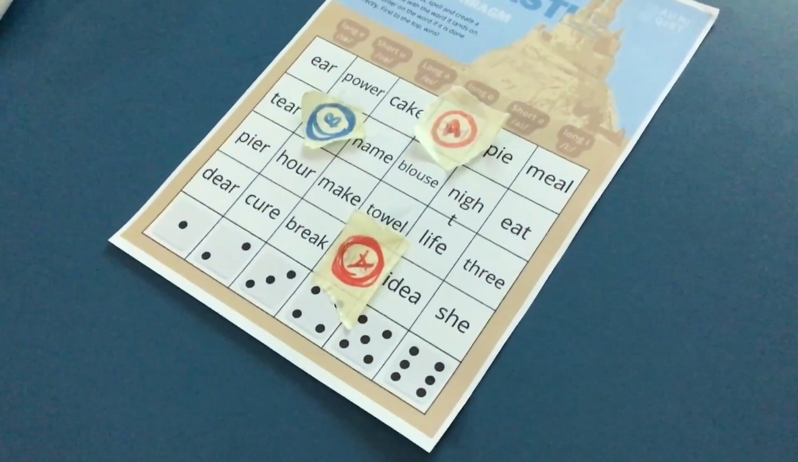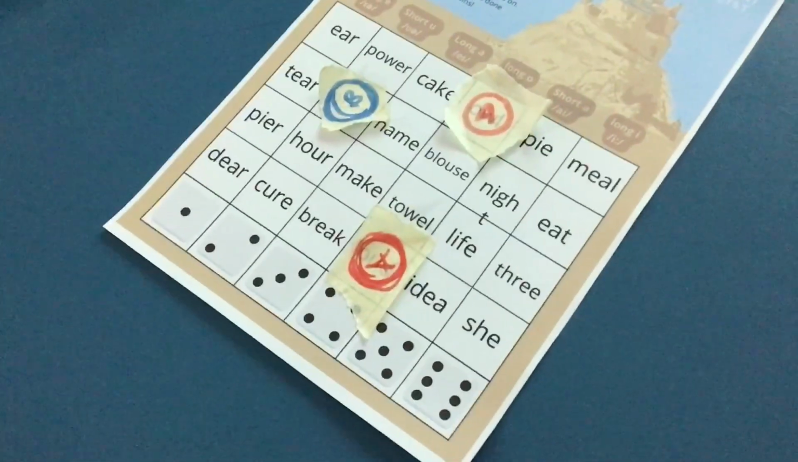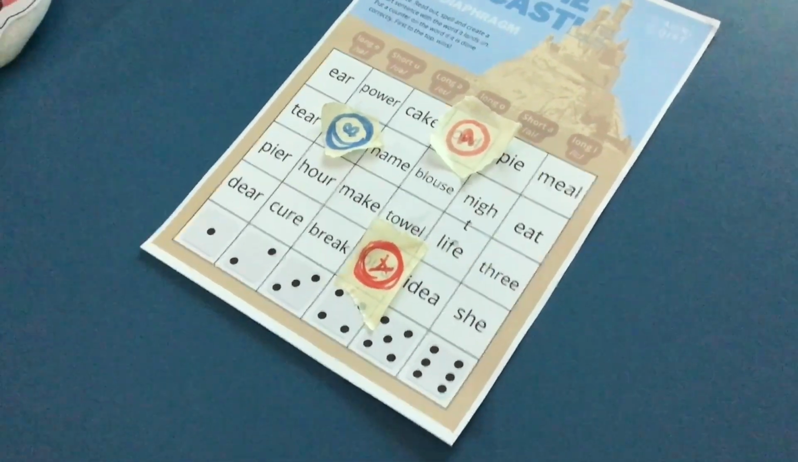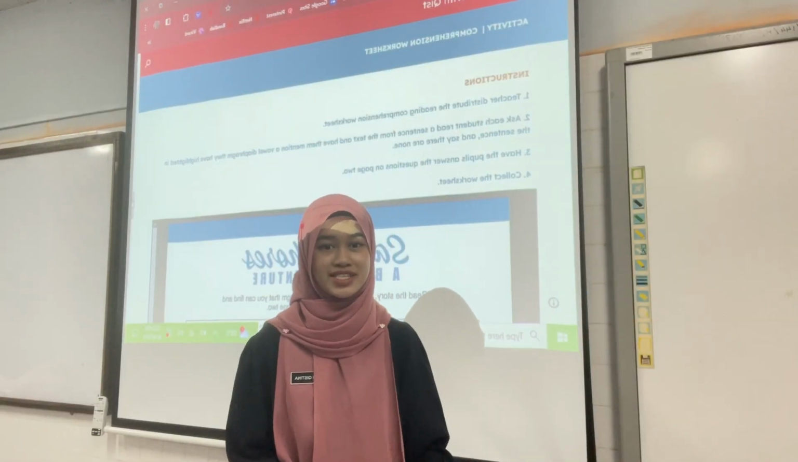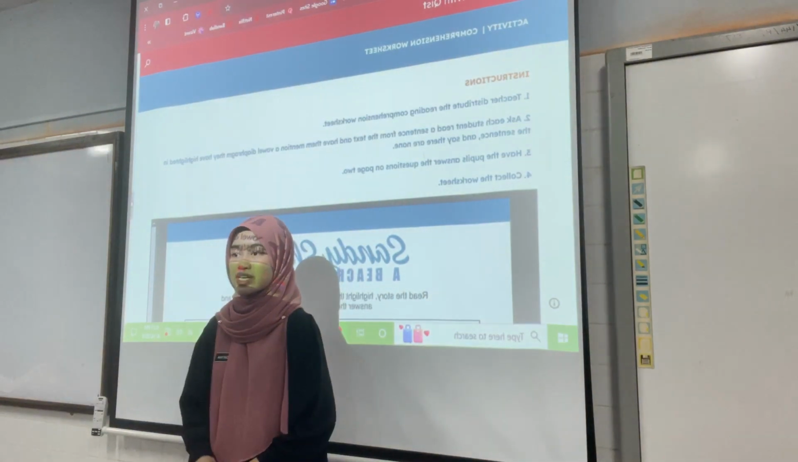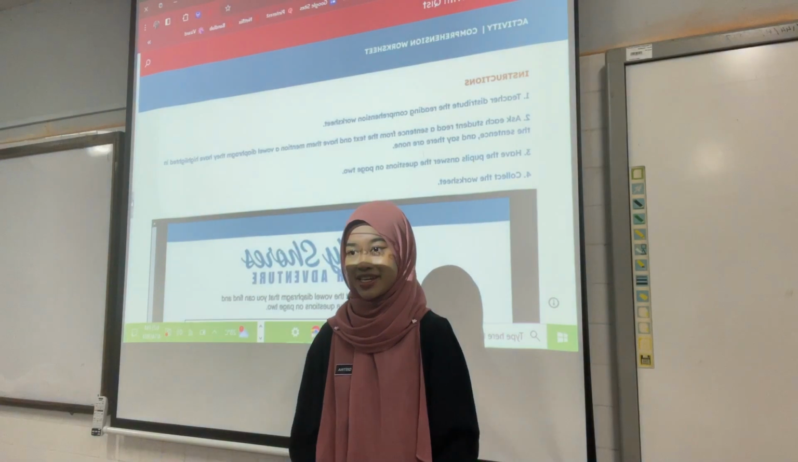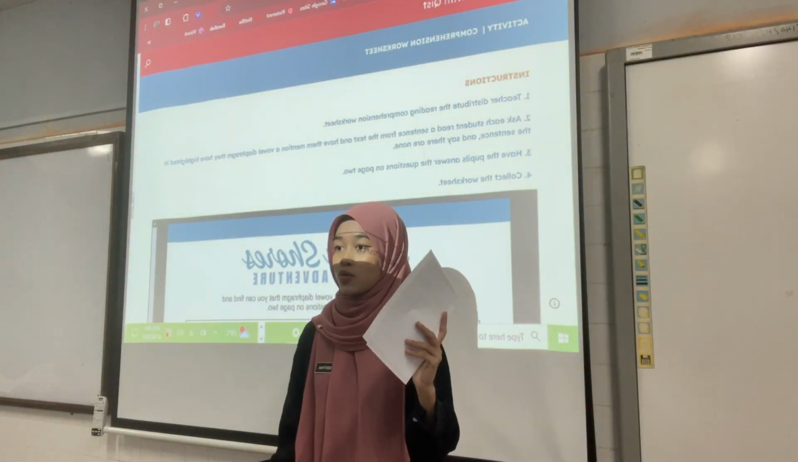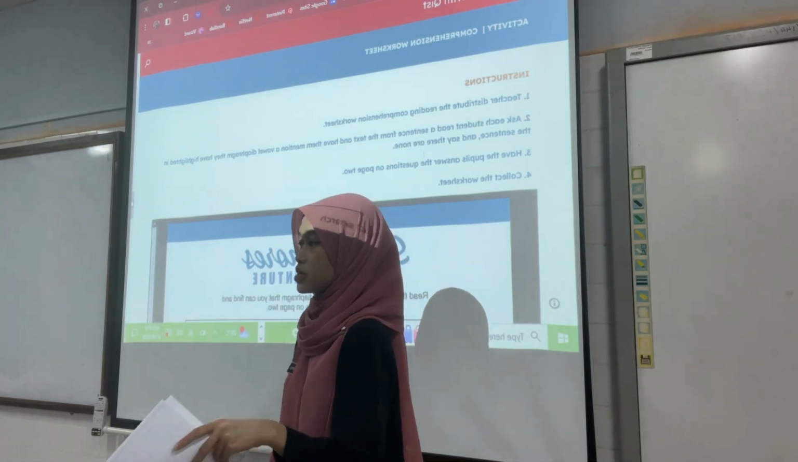So let's say the time is already up and this is the only result of the game. So that means that Group A has won the game. So now, let's move on to Activity 2. Hey class, let's move on to Activity 2, which is a comprehension worksheet. So here are some worksheets. Can the class representative please distribute them to everyone?